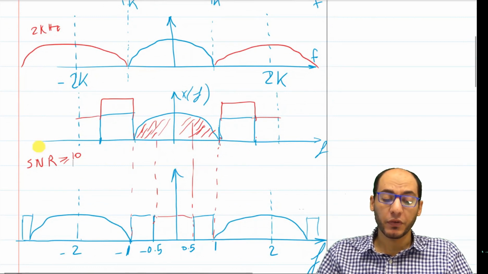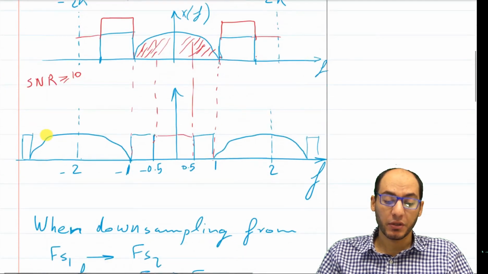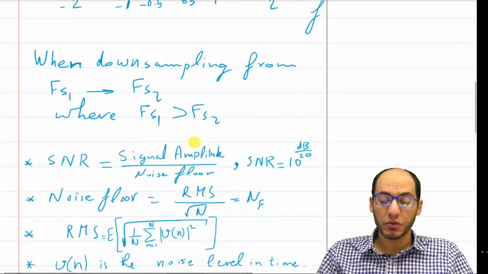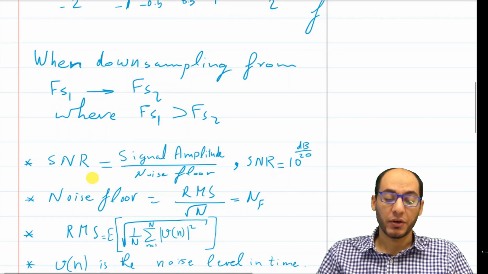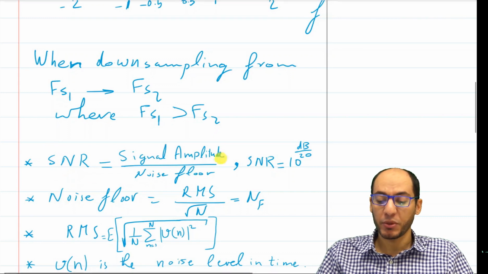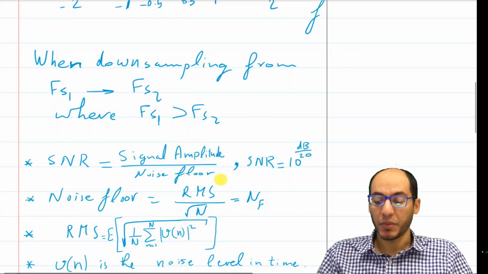Okay, so let's calculate the value of the SNR. How do we find the value of the SNR? The value of the SNR is equal to the signal amplitude over the noise floor. And remember, I'm using the notation of the SNR here. It usually means signal to noise ratio, and it usually means signal power over noise power. But here I'm going to be using the notation, I mean it to be signal amplitude over the noise amplitude. Okay, so that's amplitude, not power.